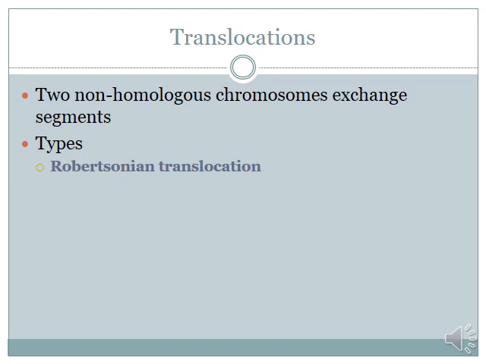Now let's look at translocations. Translocations are where two non-homologous chromosomes exchange segments. There are two types: Robertsonian translocation and reciprocal translocation.